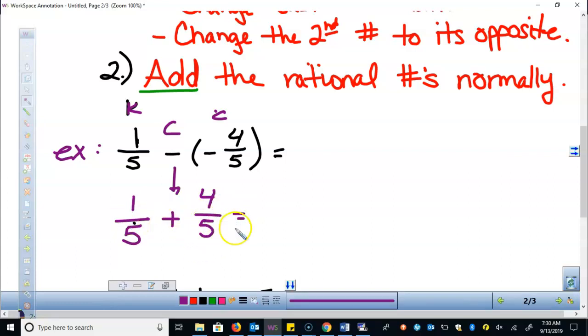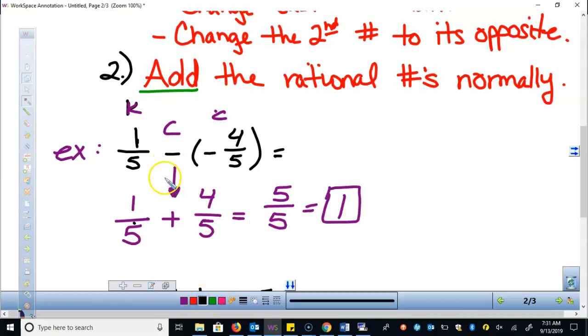From here, we're going to add normally. Well, we have fractions, so when we're adding fractions, we have to have that common denominator. Turns out we already have it, and then we just add up the numerator pieces. So 1 plus 4 is going to give us 5 pieces out of 5 pieces in all, which is going to give us 1 whole.